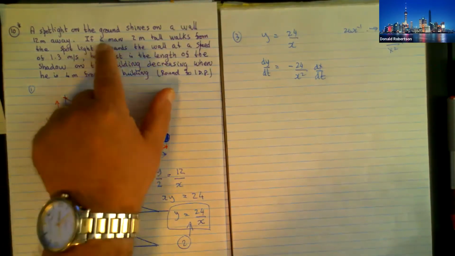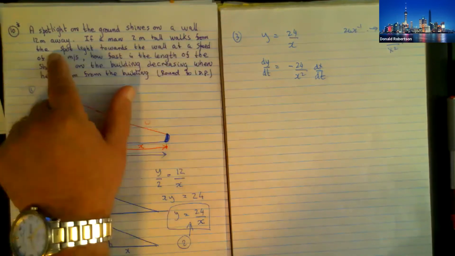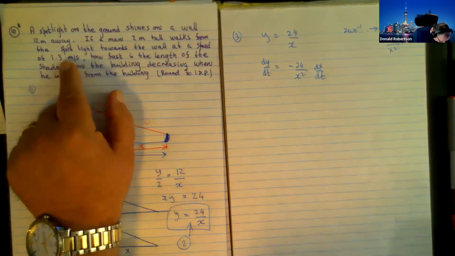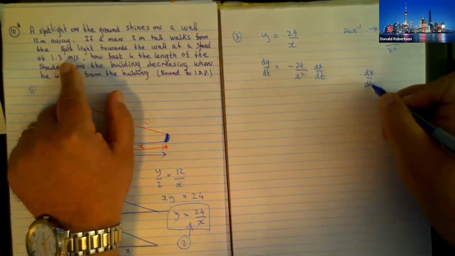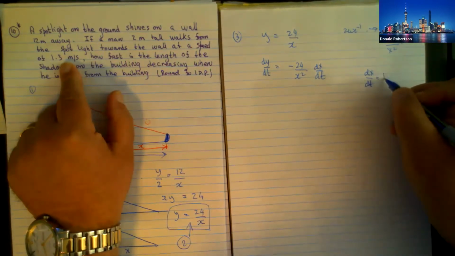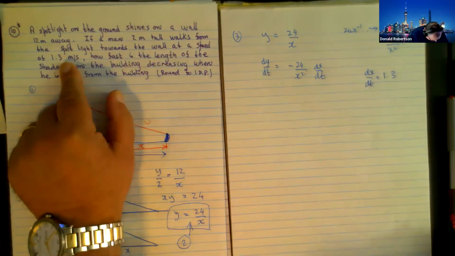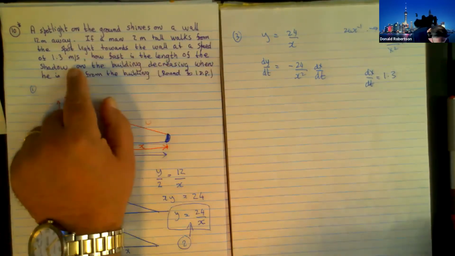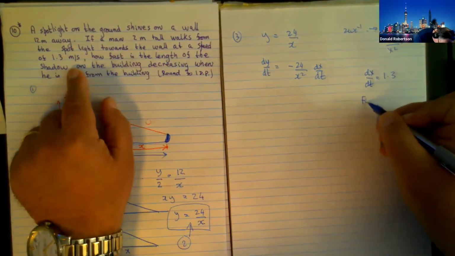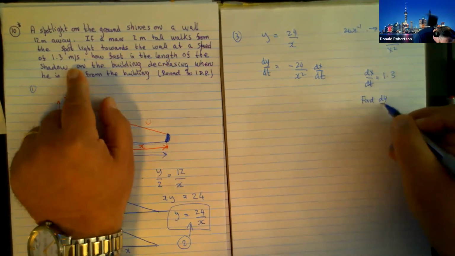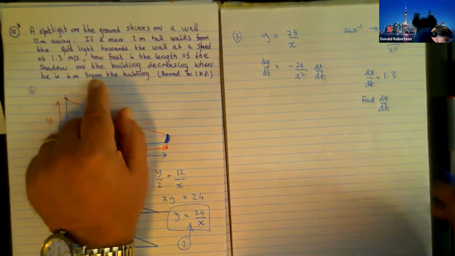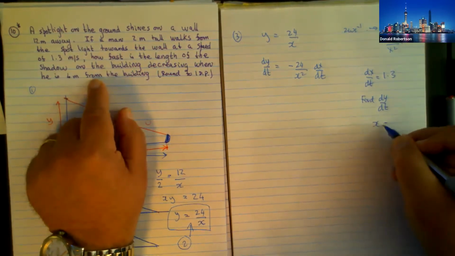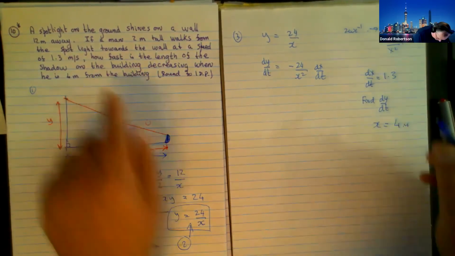Right, now, I haven't used some of this information, so I guess I should start using it now. If the man 2 meters tall walks from the spotlight, the wall, at a speed of 1.3 meters per second. So you've just told me that dx by dt is 1.3. How fast is the length of the shadow? So you've just asked me to find the rate at which dy by dt is changing when he is 4 meters from the building, when x is 4 meters.